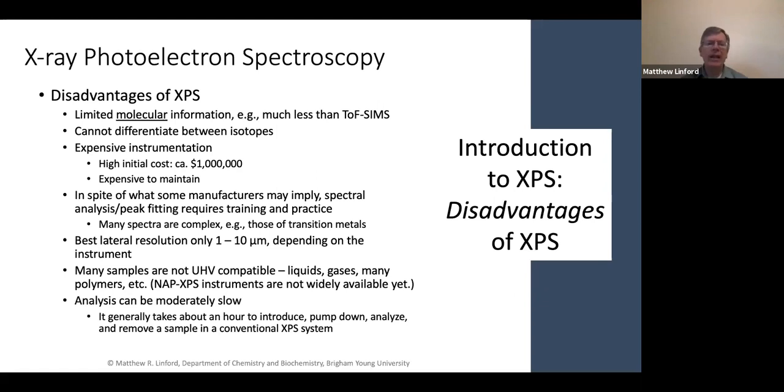And analyses can be a little on the slow side. So again, TOF-SIMS is just a faster technique in general. With XPS, in terms of the pump down and everything like that, you're looking at about an hour to get some data. Although once again, NAP-XPS is really making a difference there.